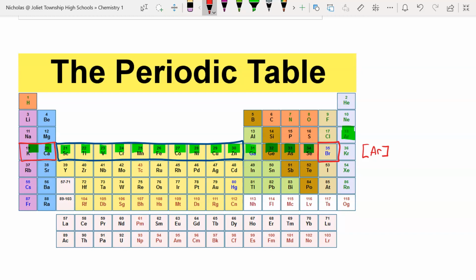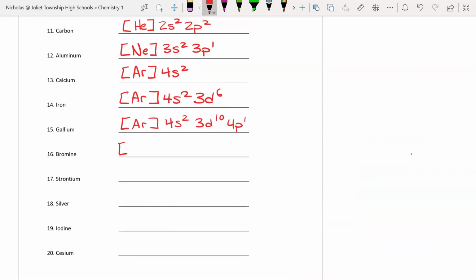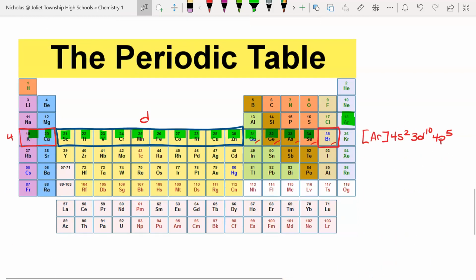Okay, so let's start with the S block. Again, we're in row 4, so this is going to be 4s2. This is the D block. There's 10 in the D block. This is 3d10. And then we are 1, 2, 3, 4, 5 into the P block. Okay, so let me go fill this one in. Bromine is argon, 4s2, 3d10, and 4p5. Okay, let me clear this up.